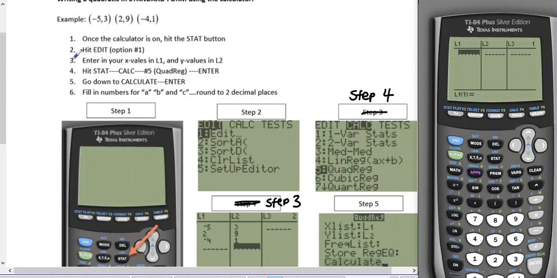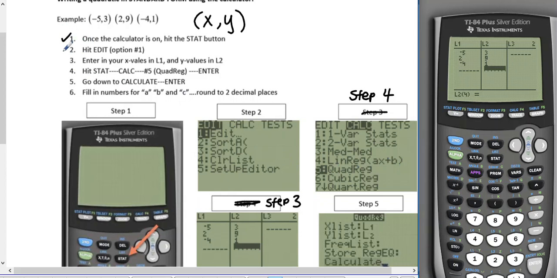Now step 3. Enter your x values in L1 and your y values in L2. Again, step 3 is down here. I apologize, but we're going to type in all of my x values. So -5, 2, and -4, because we remember that our points are always x, comma, y. Then I'm going to arrow over to L2 and enter my y values. Well, the number that went with -5 was 3, and then 9, and then 1. Okay, so that was step 3.